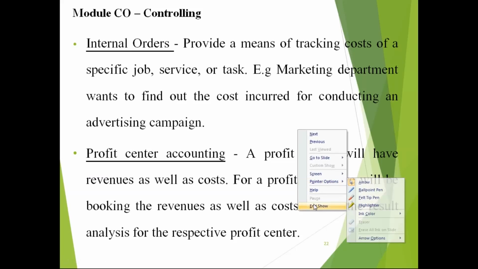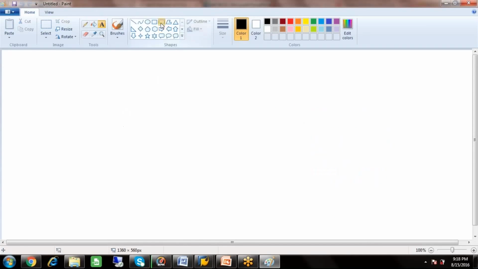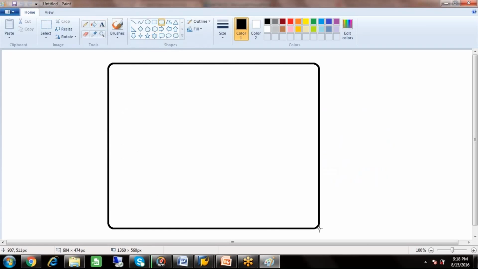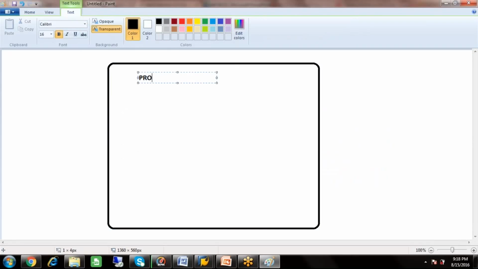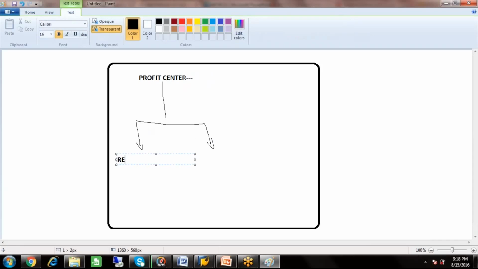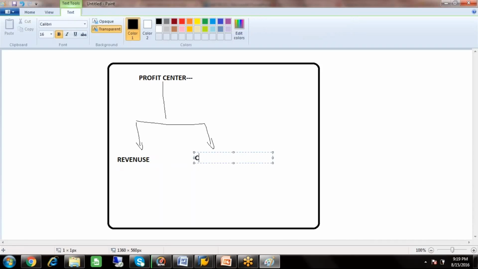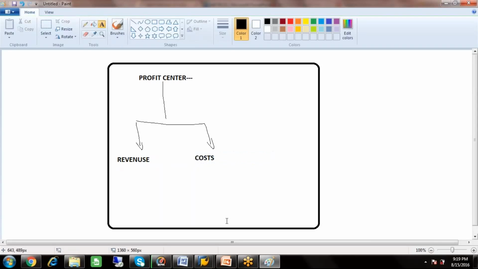So let me make it a little more clear by coming here. Let me take you to a new document. Now, what I mean by a profit center is, a profit center is nothing but again a department. But this department will have two things. It will have revenues, that means this department is giving me some income. And there will be some costs. So from this particular department, I am getting some revenues, but simultaneously there is some cost.